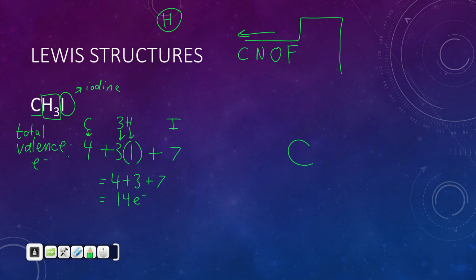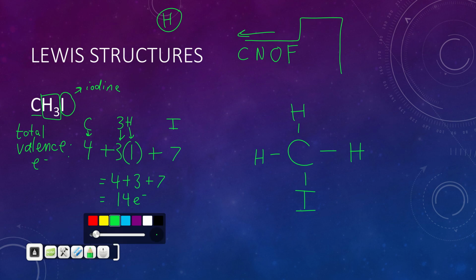So there's carbon. And then there's 3 hydrogens. So let me draw hydrogen around it. Hydrogen, hydrogen, hydrogen, and then iodine. Well, each one's going to just connect with one line. Okay, I have to connect to all of them, and all of them are going to be connected by one line.